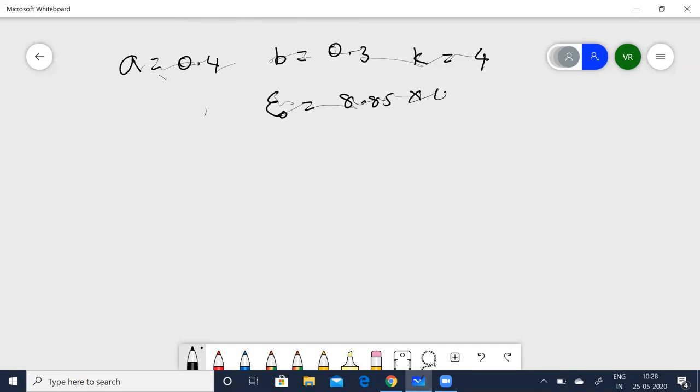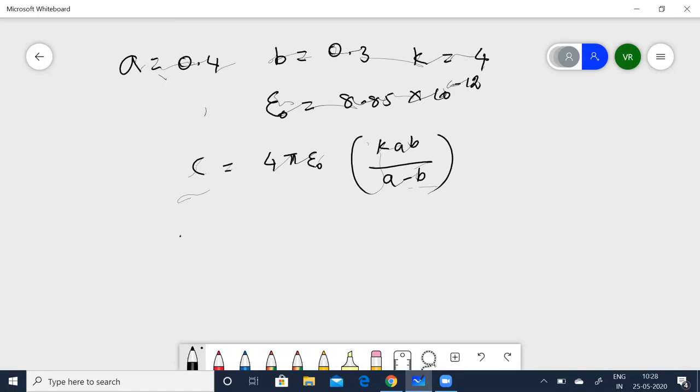Now it is given A is equal to 0.4 and B is equal to 0.3 and K is equal to 4. Epsilon 0 is 8.85 into 10 to the power of minus 12. So having known all the values, it's going to be very simple. So analyze the sum. You have to use the formula C is equal to 4 pi epsilon 0 into KAB divided by A minus B.